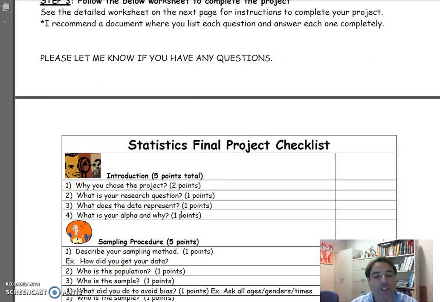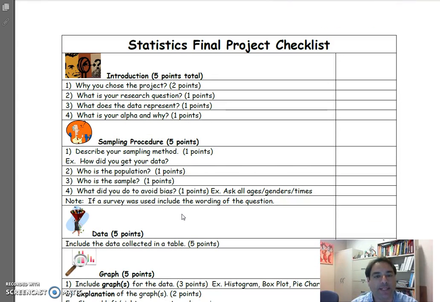And then when you do the worksheet, here's how you'll be graded. The easiest way to do the project is to write the question and answer it. Write the question, answer it. Write the question, answer it, all the way down. You could write in paragraph form, but it is easier to just write the question and answer it all the way down. Make sure you answer it completely, and you'll get your full point.